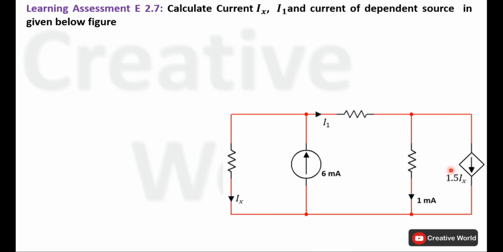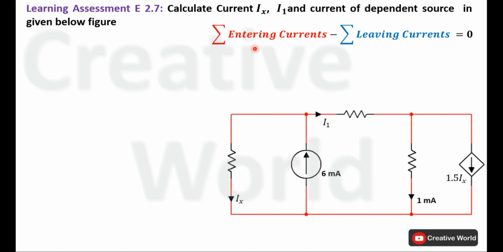and current of dependent source. Before we start solving this problem, if we observe this circuit, the only information given for all elements is in the form of currents. Only the currents of all elements are given and it is also asked to calculate the values of currents. No other information is provided. In order to solve this problem, we can use Kirchhoff's current law, which is purely based on currents. This is the fundamental equation of Kirchhoff's current law. Summation of all entering currents minus summation of all leaving currents will be equal to 0.